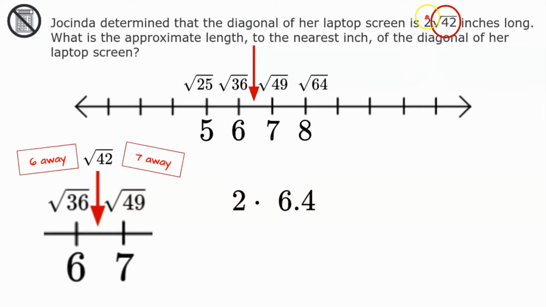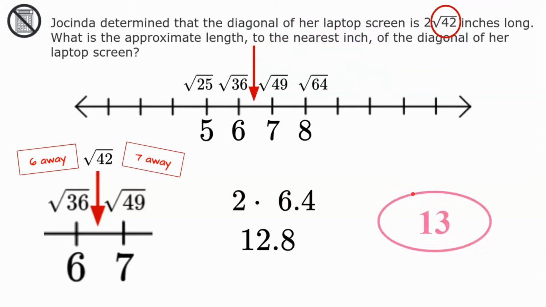I'm reminding you that this is 2 multiplied by the square root of 42. So my diagonal is 2 multiplied by about 6.4. When I do that, I get 12.8, and they asked us to go to the nearest inch. So the nearest inch would be 13 inches.